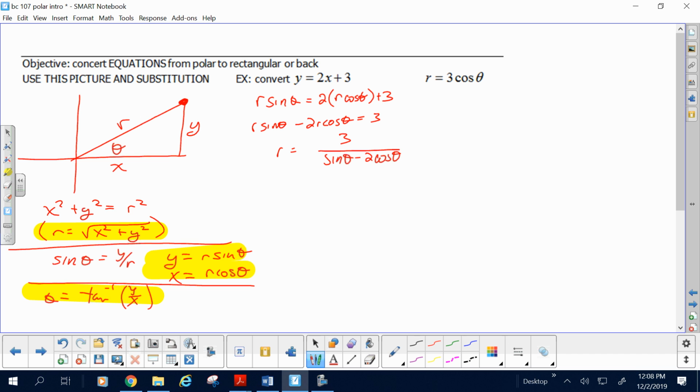R equals 3 cosine theta. What can we put in r's place? Actually, this is a bit of a trick. You want to be smart here now. I could put in the square root of x squared plus y squared. But cosine isn't perfect. Cosine's not great because I would like there to be an r here. Love there to have an r.